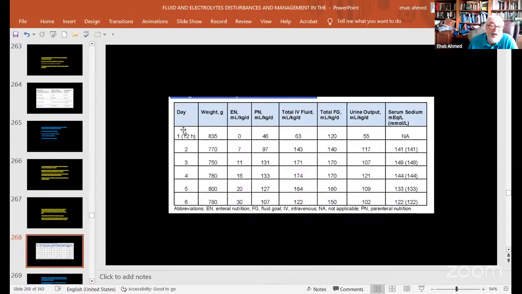So if we go by days, we start day 1, day 2, 3, 4, 5, whatever. The birth weight was 835, and this is the weight on the second day. This is the weight on the third day. Minimal loss, some loss, gain, weight gain at day of life 4, weight loss at day of life 6.